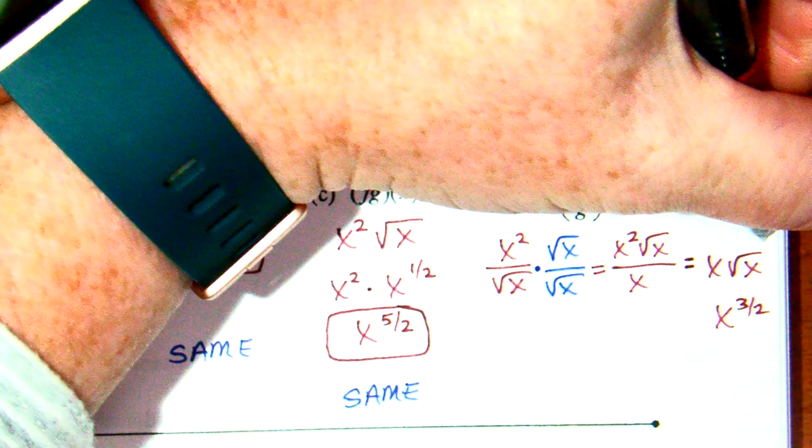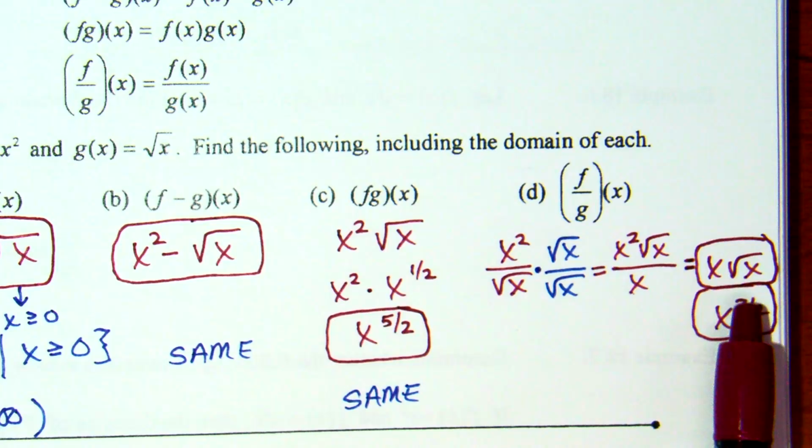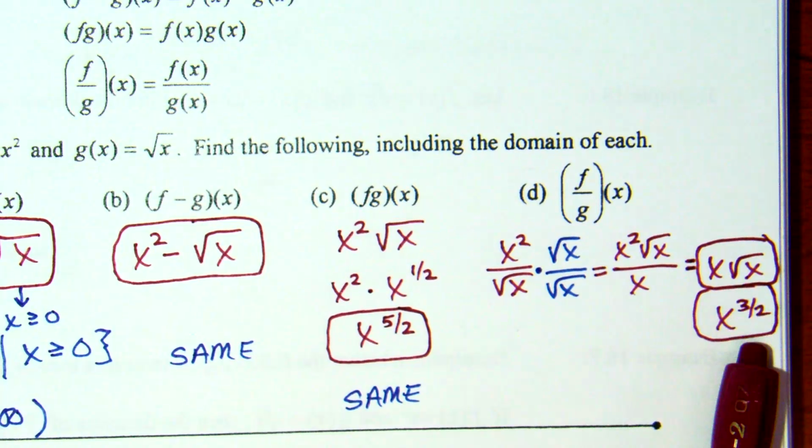If you're expressing your answer with a radical, we needed to go the way we did and rationalize. If you're going to express your answer with a power, we could have right here changed to powers and just subtracted. X squared divided by square root of x, which is x to the 1/2. 2 minus 1/2 is 1.5 or 3/2. So many different ways you could get to a final answer on that problem. So, okay, domain.